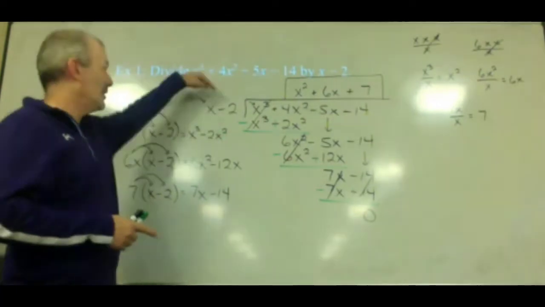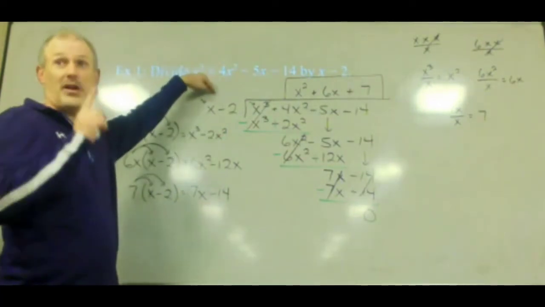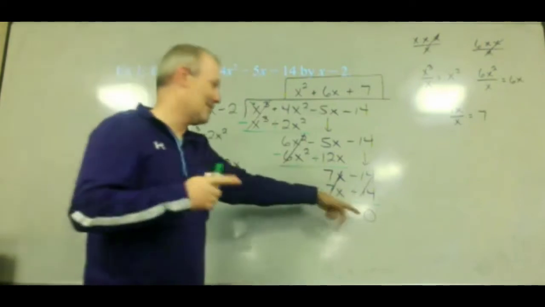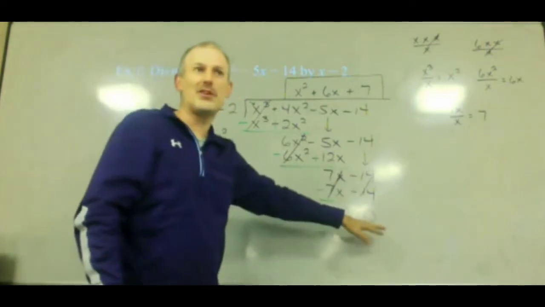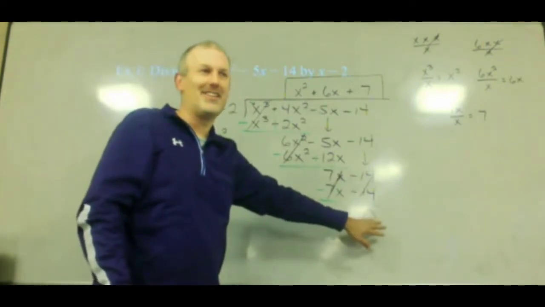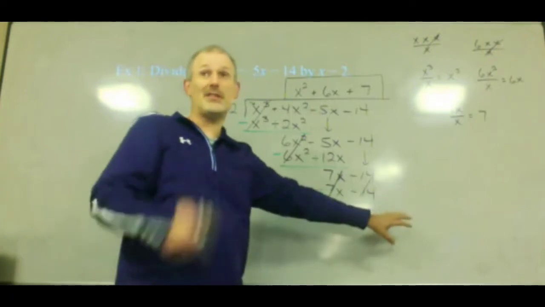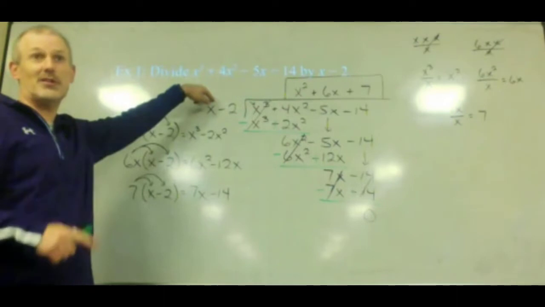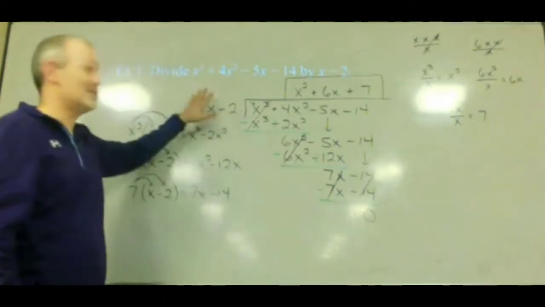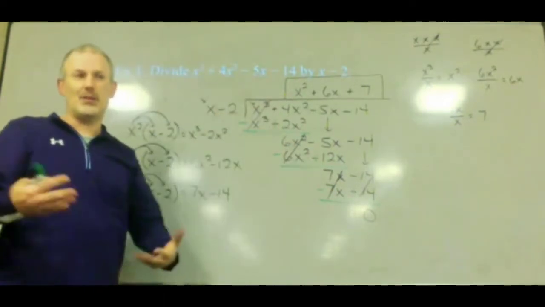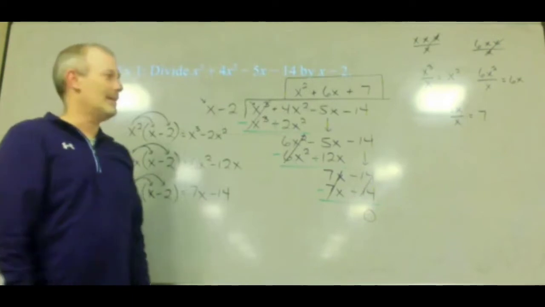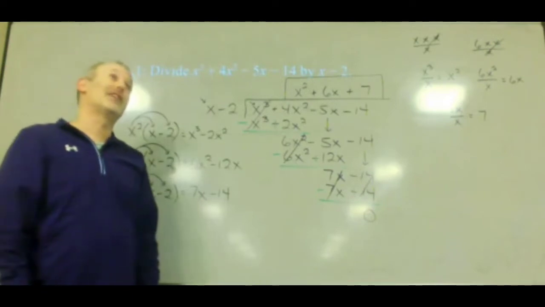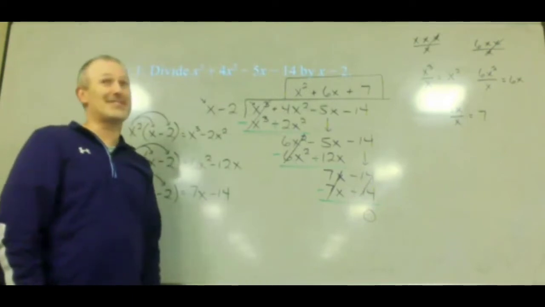So what is the degree of this? Not 0. The exponent is a 1, right? If there's an x there. Now again, if there was a number here, what's the degree of that number? 0. If it's just a number, that's degree 0. If it's just a variable with no exponent, that's a degree of 1. So this degree is less than this one, so we know we're going to stop. That's how we can tell. Okay? Some of you got that wrong on the first problem of the test.